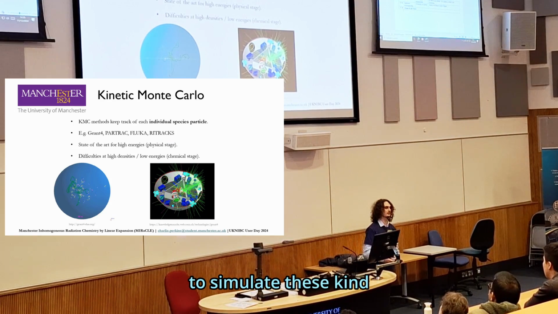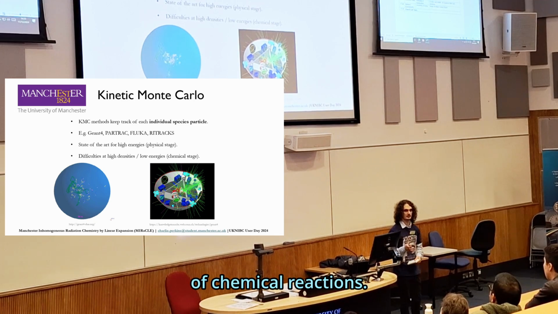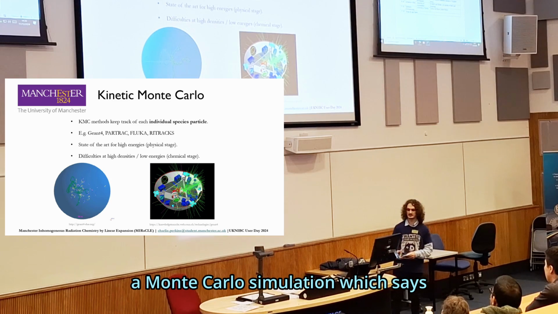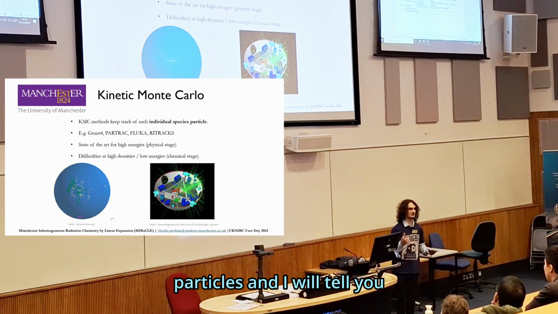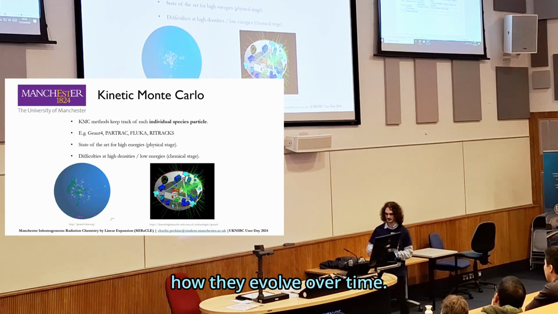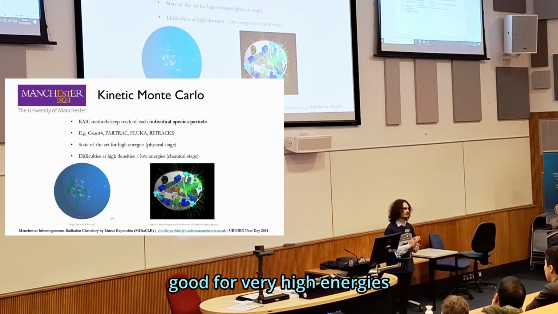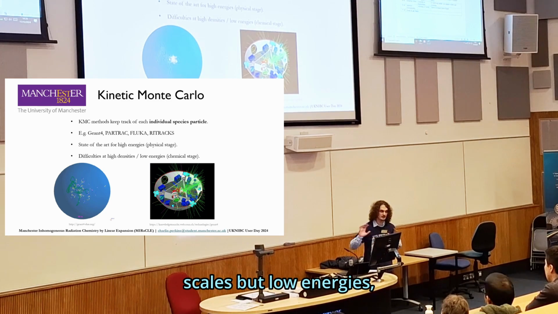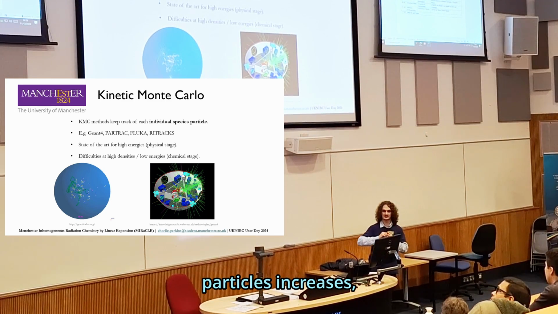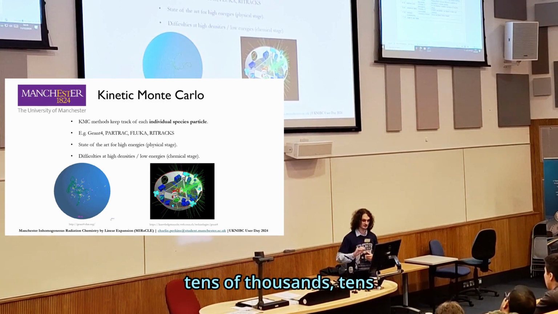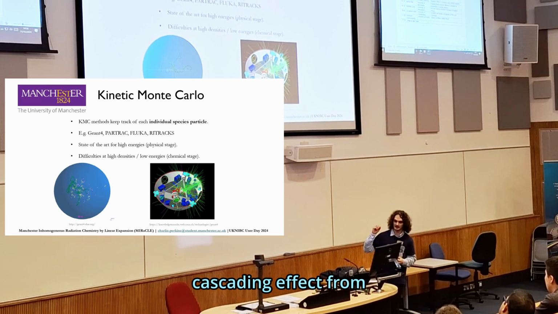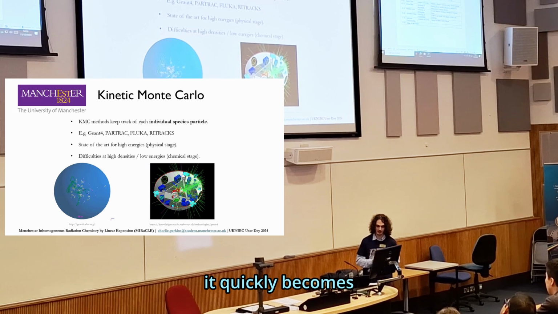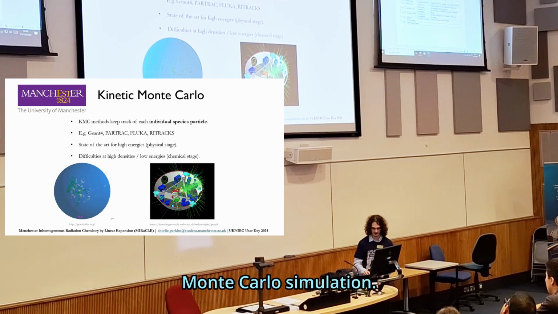There are multiple ways to simulate these kinds of chemical reactions. The most common method is a Monte Carlo simulation, which says, give me a set of particles and I will tell you how they evolve over time. This is particularly good for very high energies and very short time scales, but at low energies and long time scales, where the number of particles increases to tens or hundreds of thousands due to this cascading effect from the chemical reactions, it quickly becomes unmanageable using a Monte Carlo simulation.